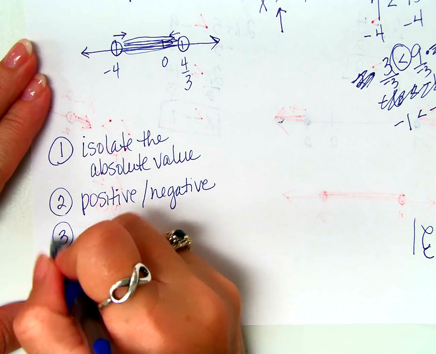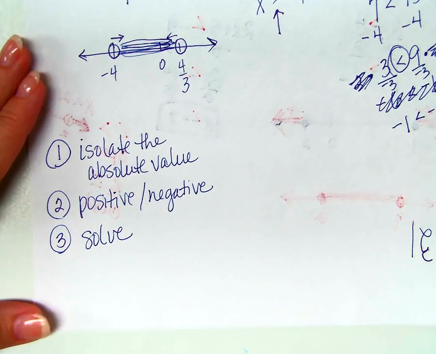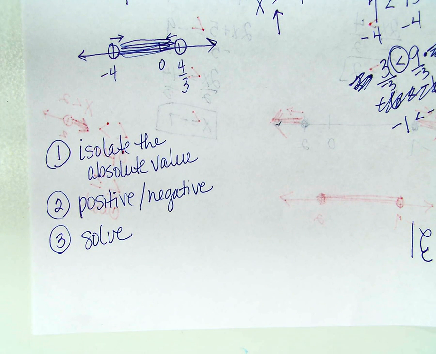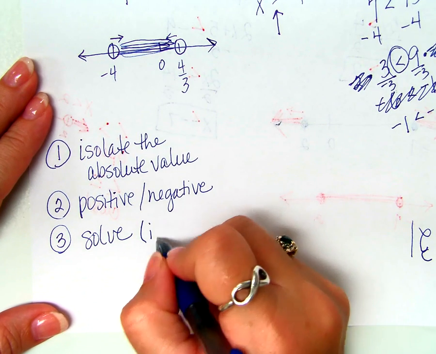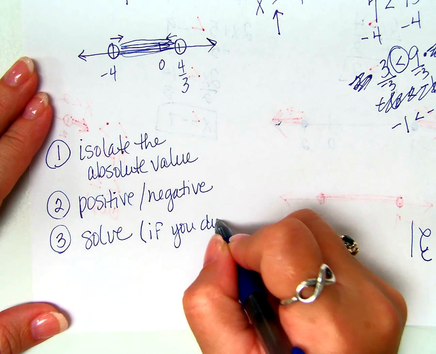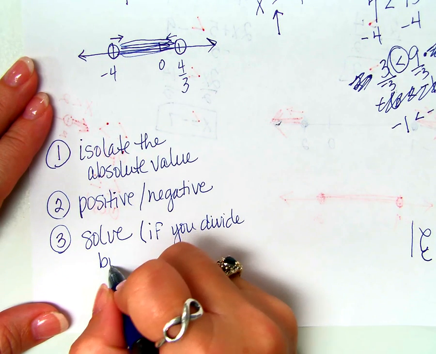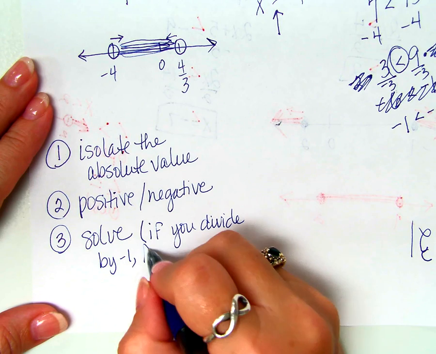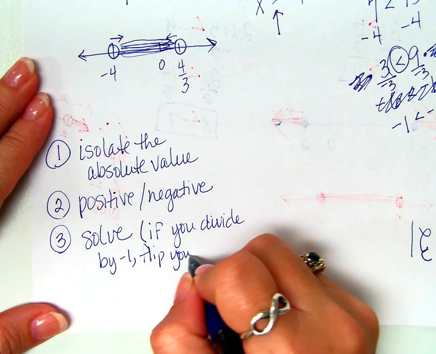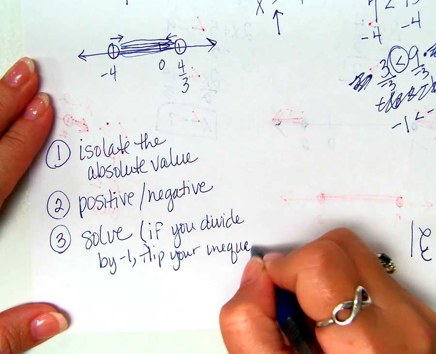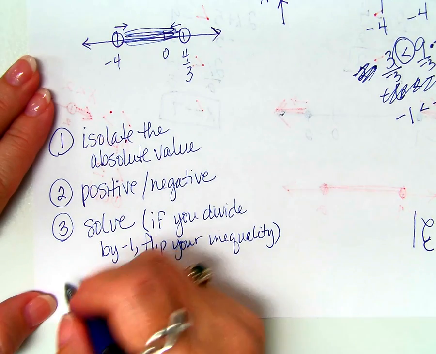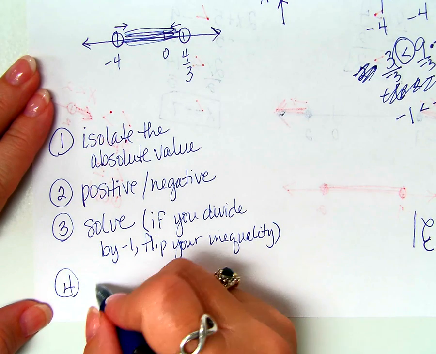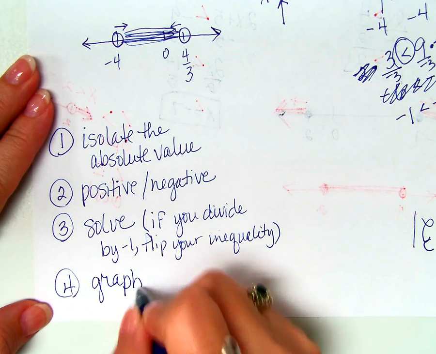Number 3, solve. What all goes into solving, though? Isolating your x and checking it, right? Now, if we're talking specifically about an inequality, what do we want to remind ourselves? If we divide by -1, flip your inequality. And what's our fourth step? Graph. Okay.